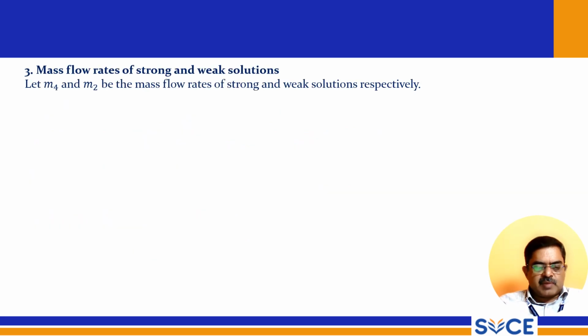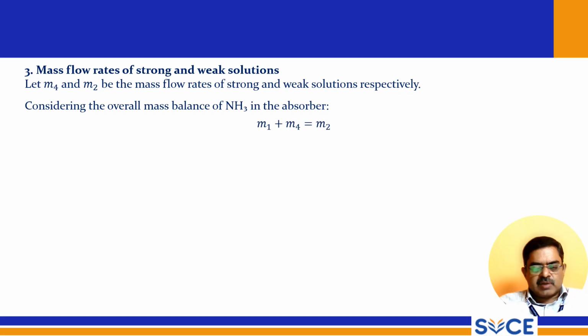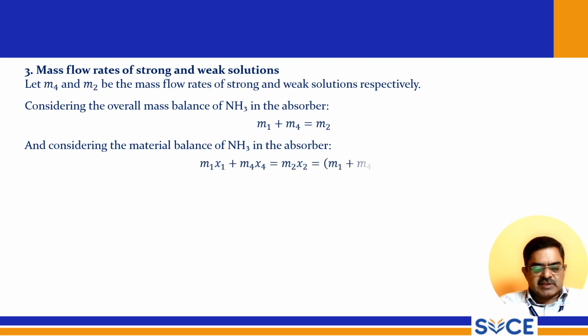So third step, mass flow rates of strong and weak solutions. Let M4 and M2 be the mass flow rates of strong and weak solutions respectively. Considering the overall mass balance of NH3 in the absorber, M1 plus M4 equals M2. And considering the material balance of NH3 in the absorber, M1X1 plus M4X4 equals M2X2, that is equal to (M1 plus M4) into X2.